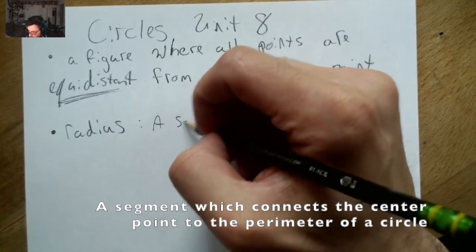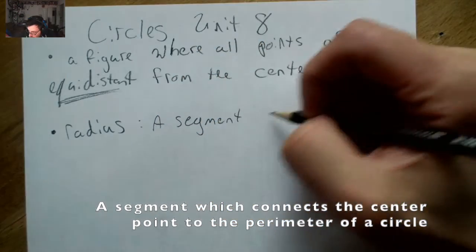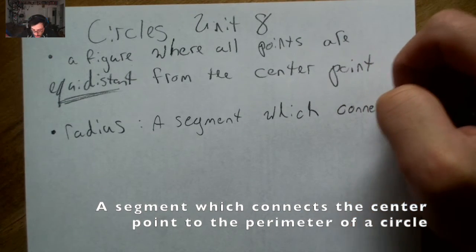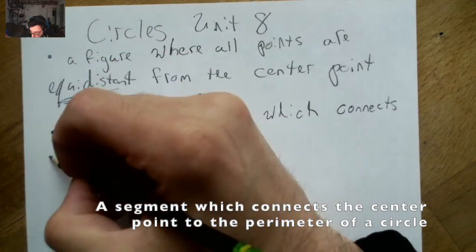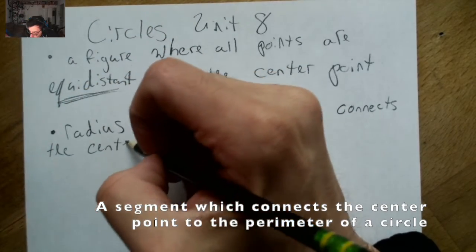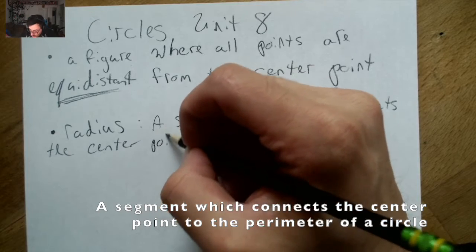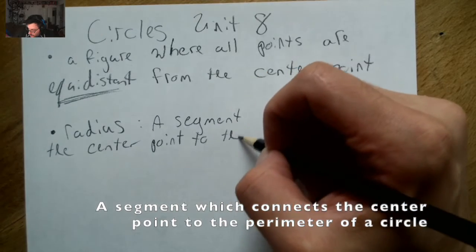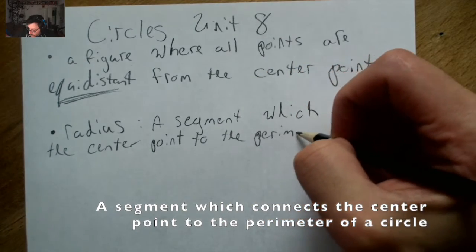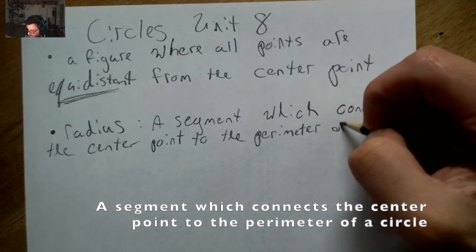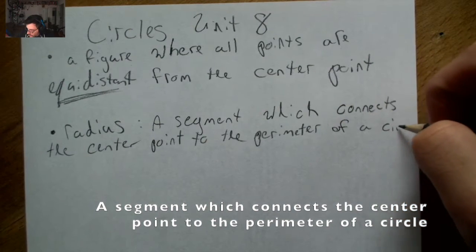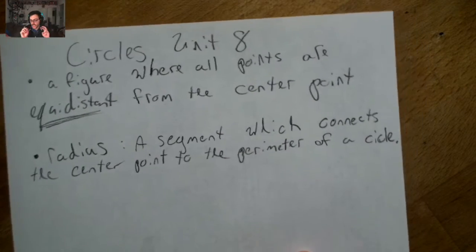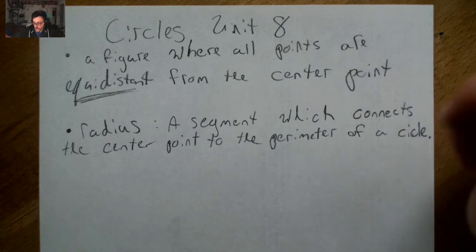A segment which connects the center point to the perimeter of a circle. You can also call the perimeter of a circle the circumference, but since we haven't touched on that term yet, I'm just going to use the word perimeter.